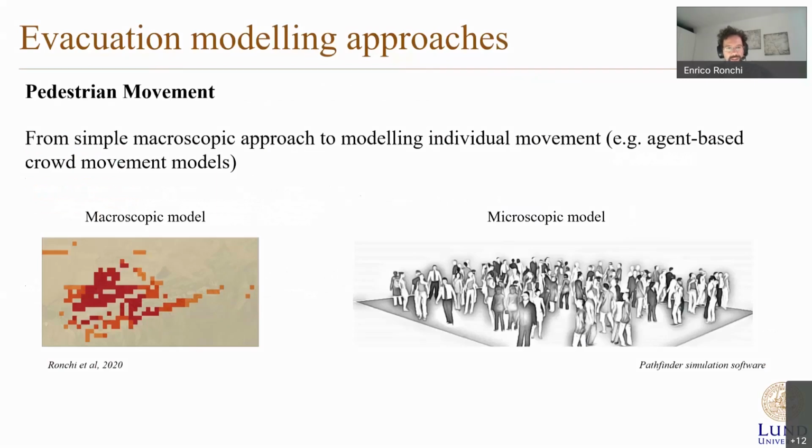The other layer that we look at is pedestrian movement. So also here we can range from very simple macroscopic models that look at aggregated movement of groups of people to much more detailed microscopic models which look at the individual. Generally those are represented, for instance, with agent-based crowd movement models. And the type of thinking that we need to do is the same. There is not really one approach that suits all possible applications in wildfire evacuation scenarios, but we need to understand what kind of resolution we need based on the data that we have available and on the scope of what we are doing.